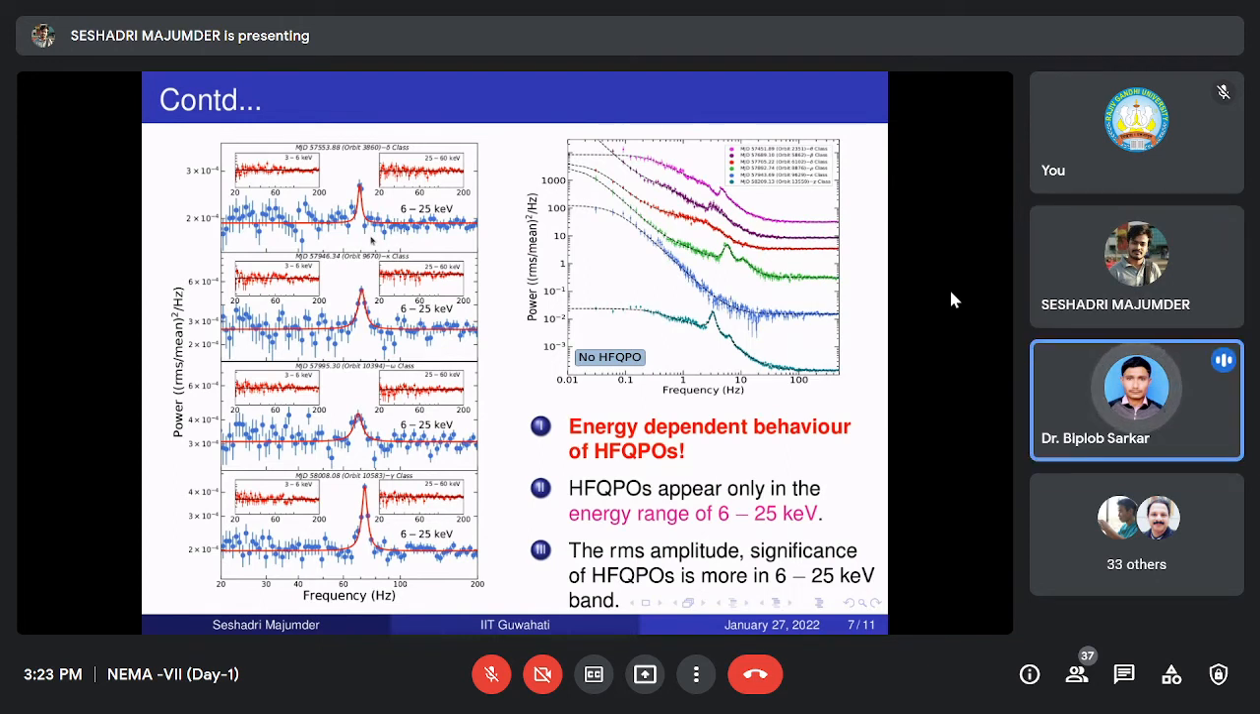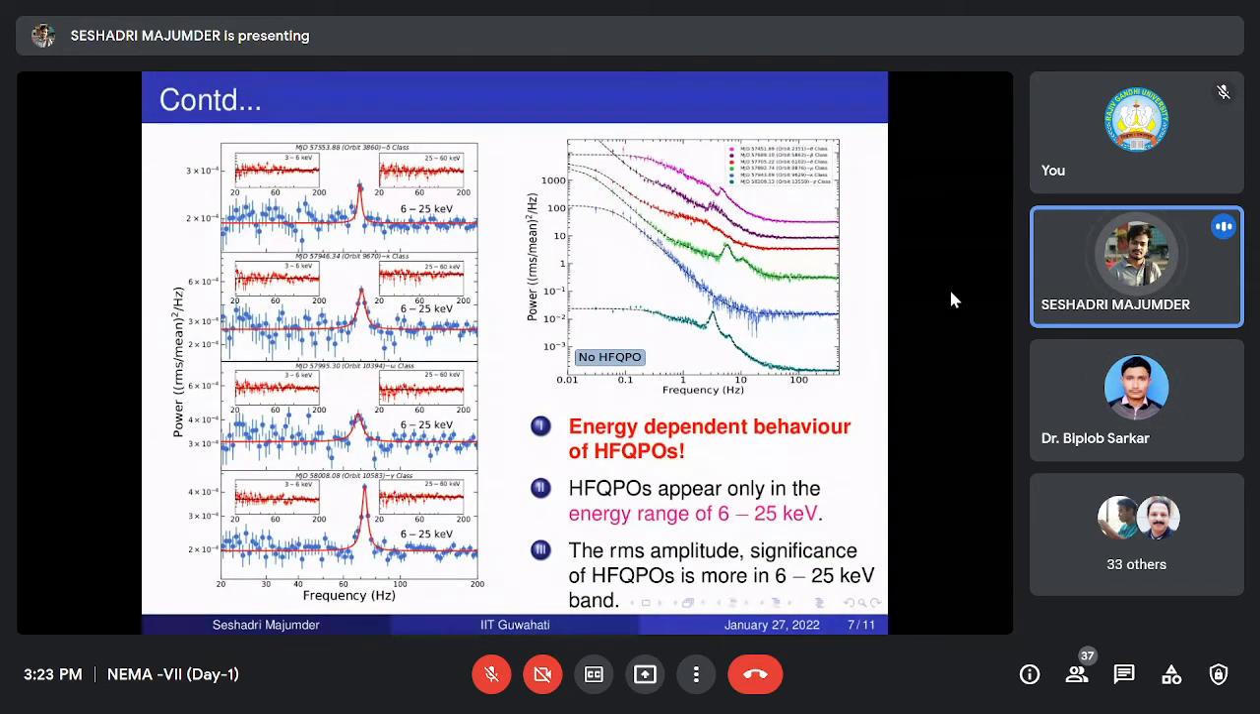And one more query. You could find the feature of this QPO in data from each orbit that you considered? Yes. For a particular observation ID, I checked all the orbits' data, and in most of the orbits the QPO is present. For representation purposes, I took the orbit having the maximum exposure. Okay. Yes. Thank you very much.